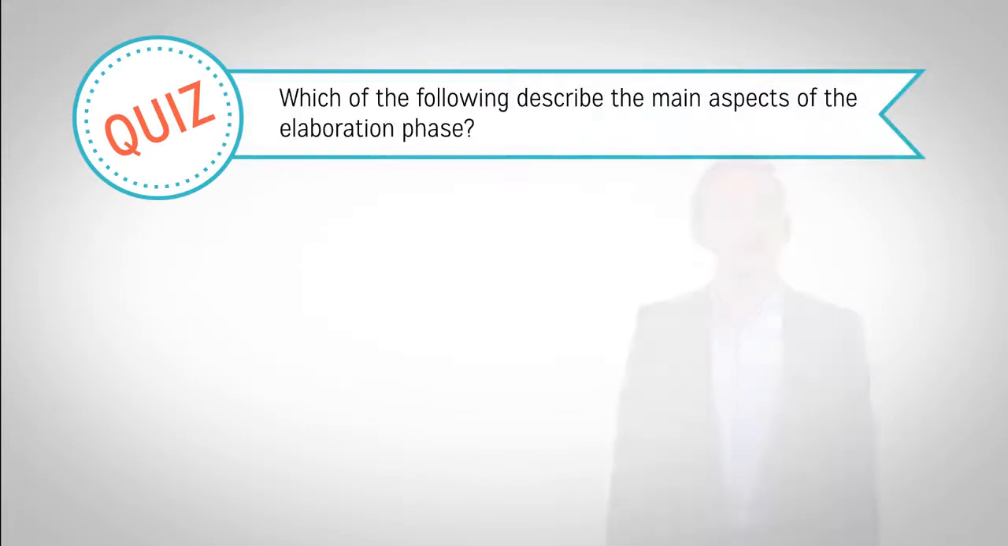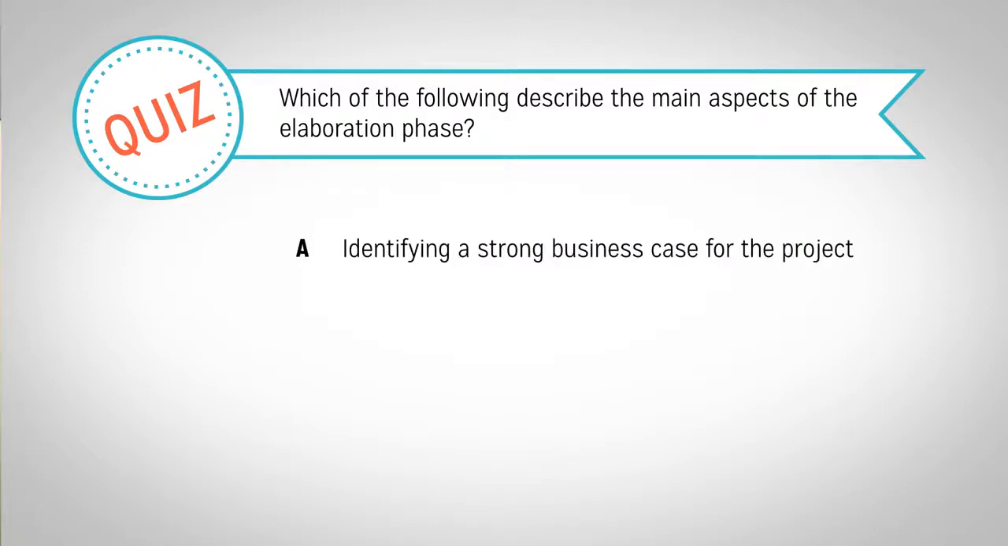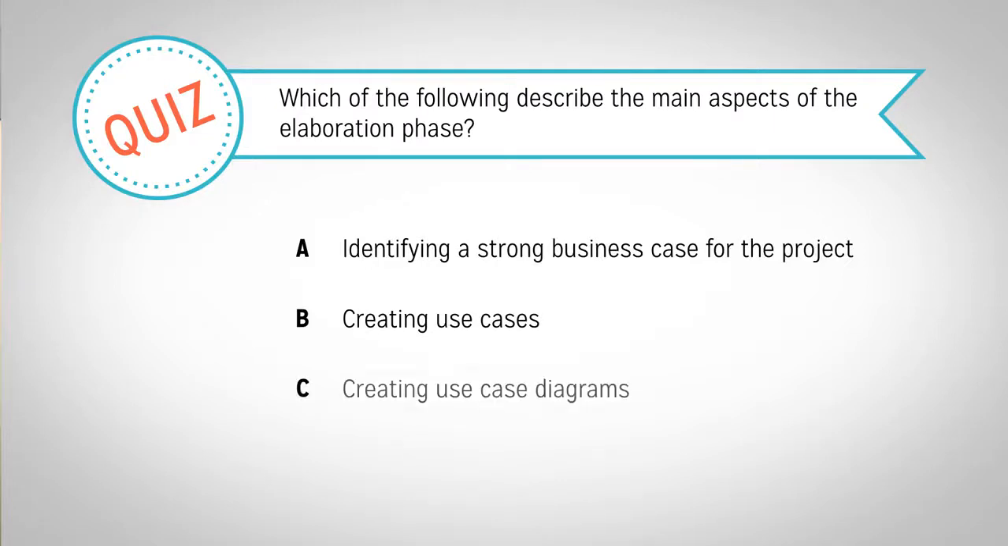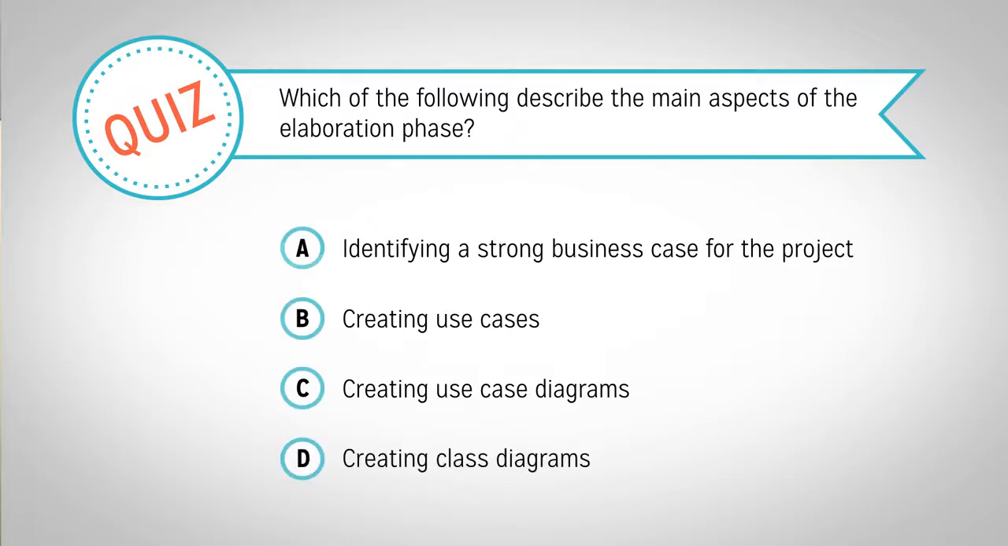Now that you've learned about the inception, elaboration, and construction phases of the unified process, let's test your understanding. Which of the following describe the main aspects of the elaboration phase? A. Identifying a strong business case for the project. B. Creating use cases. C. Creating use case diagrams. And/or D. Creating class diagrams.